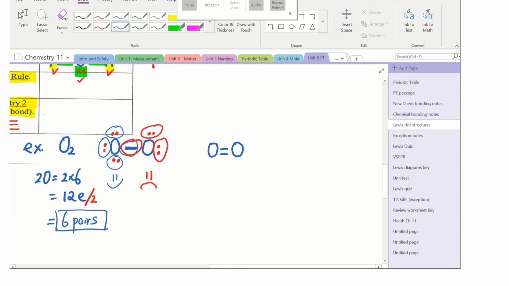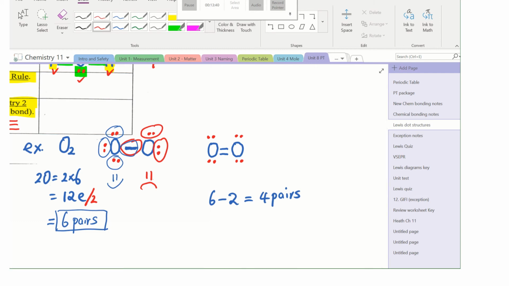Okay, so again, I have 6 pairs minus 2 pairs. Now I have 4 pairs left. Okay, 4 pairs. So 4 is easier to share among the two. I'm just going to put 2 pairs on each of the 2 oxygen. So now check, are they happy?